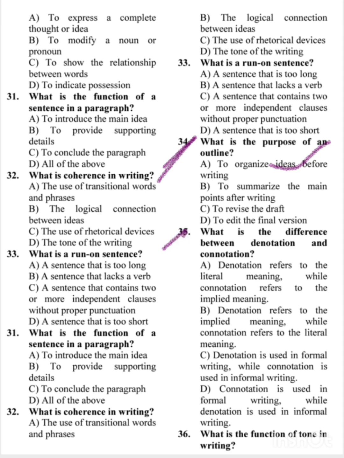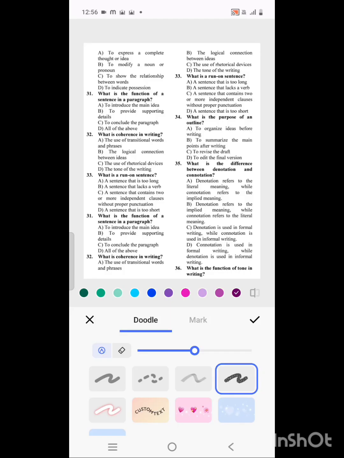What is the difference between denotation and connotation? Here again, option A is the correct answer. Denotation refers to the literal meaning, while connotation refers to the implied meaning. So I repeat, denotation, literal meaning, connotation, implied meaning.